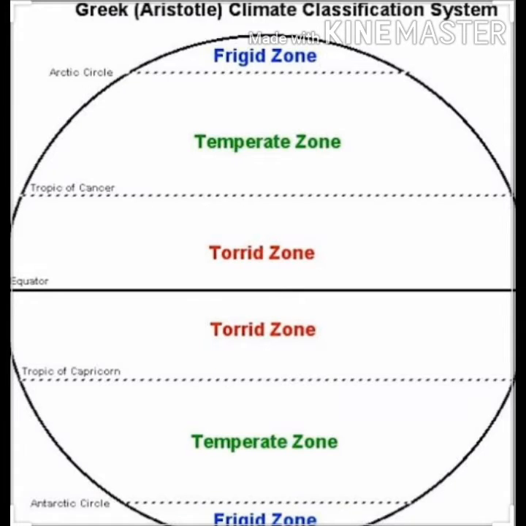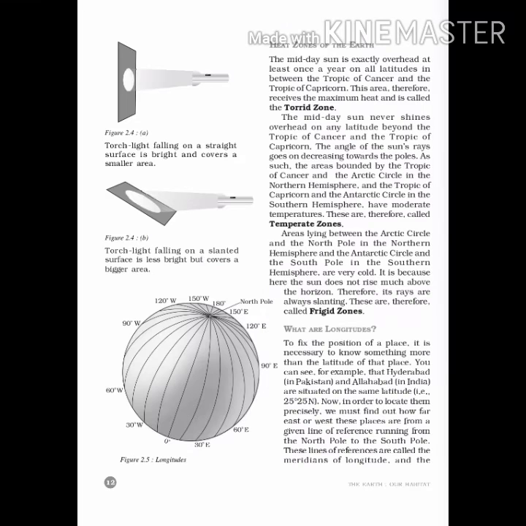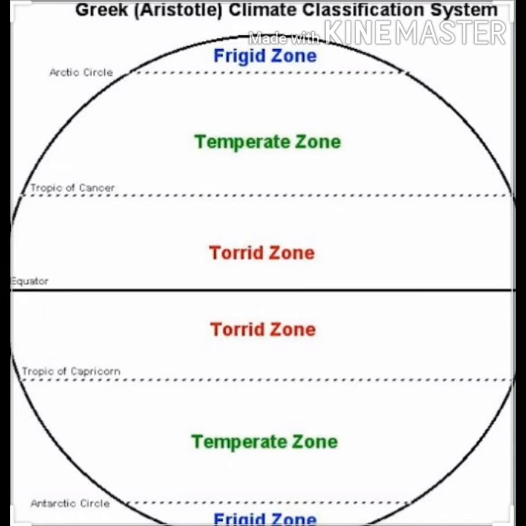This is the area which receives maximum heat. So which is the torrid zone? The latitudes that lie between Tropic of Cancer and Tropic of Capricorn are covered in this torrid zone, which receives the maximum heat. Now the next zone we are going to talk about is the temperate zone.